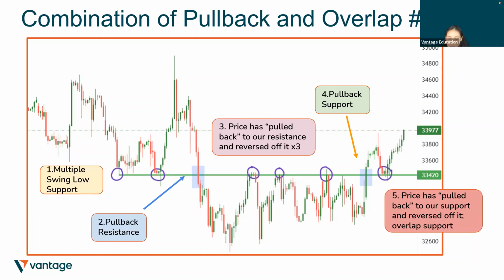So how do you use the combination of pullbacks and overlaps to decide when to enter the market? The combination of pullbacks and overlaps is more to identify a significant level. So let me try and find an example on TradingView.